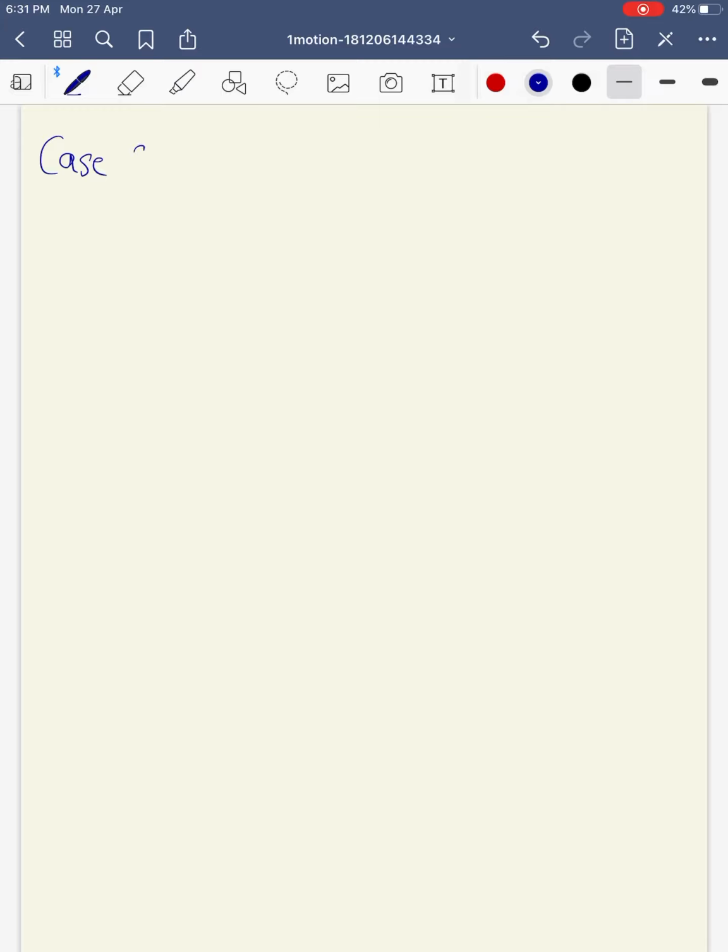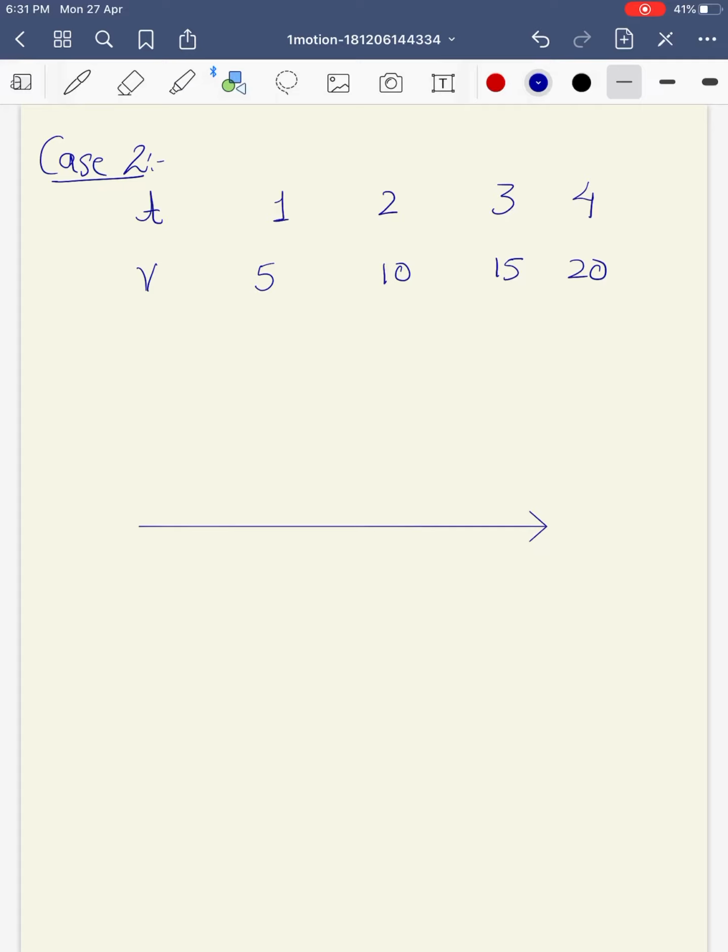In case 2, if we say that time and corresponding velocity, if time I have taken as 1, 2, 3 and 4 hours so on, corresponding velocity is 5, 10, 15 and 20. Let this be in kilometer per hour. If we plot these points on a graph, taking time on x-axis and velocity on y-axis, here we have taken time and here is our velocity. 0, 1, 2, 3, corresponding velocity is 5, 10 and 15.